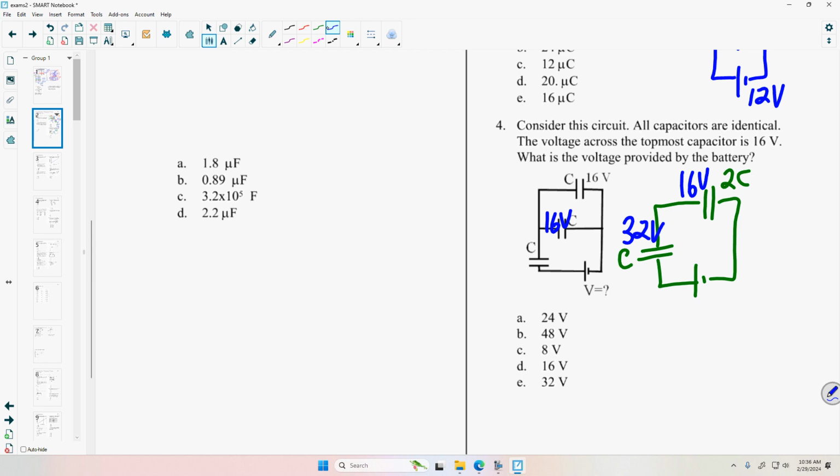And now, since these are in series, I just say 32 plus 16, that's 48 volts. So B is the right answer there. Those are trickier, and they're not trickier. You just can't follow the set way that we answer them usually in class, because you have to sort of work backwards. But all the same rules still apply.